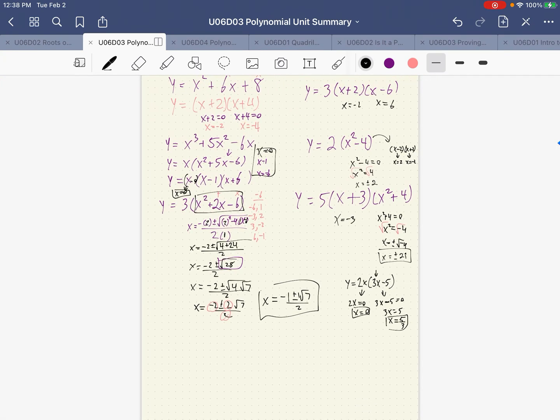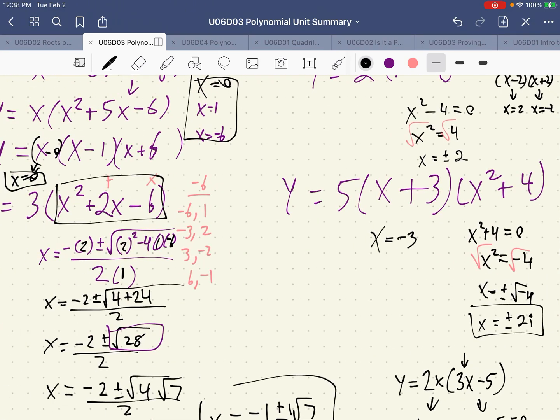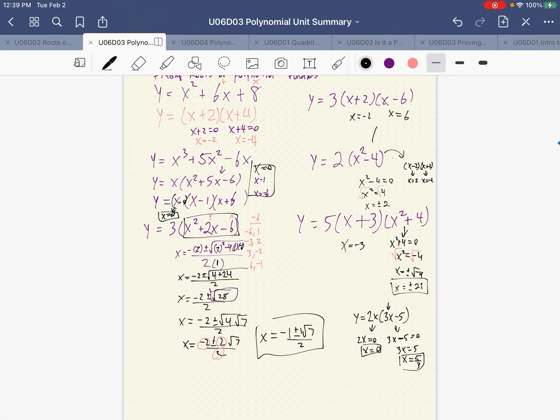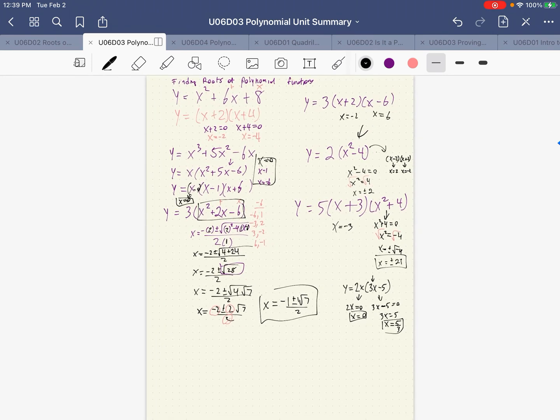So these are how you find the roots of different problems. Technically, you can use the quadratic formula here as well, or here as well. I wouldn't recommend it, but I want you to know your options for when you try and do the examples.